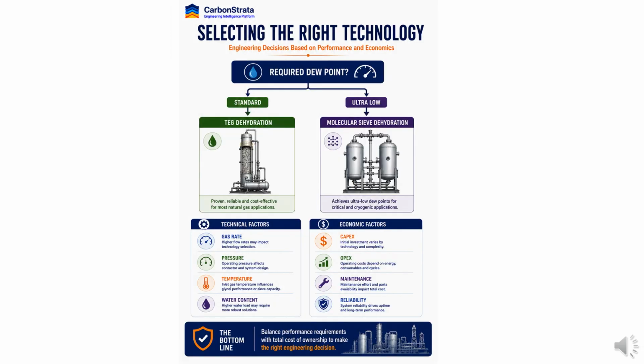Selecting a dehydration technology requires balancing technical requirements with economic considerations. TEG systems are generally preferred for conventional gas dehydration because they provide reliable performance at reasonable cost. When extremely low dew points are required, molecular sieve systems become necessary. Engineers must evaluate gas flow rate, operating conditions, water content, reliability, and life cycle cost before making a selection. The optimal solution is the one that satisfies process requirements while maximizing project value.